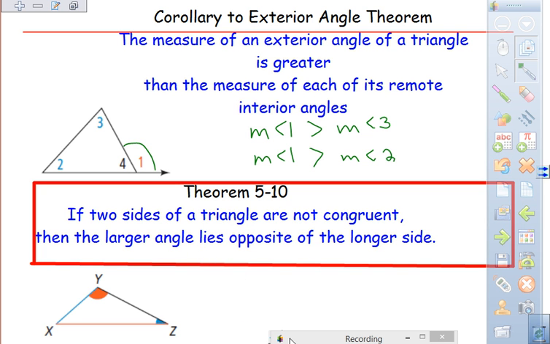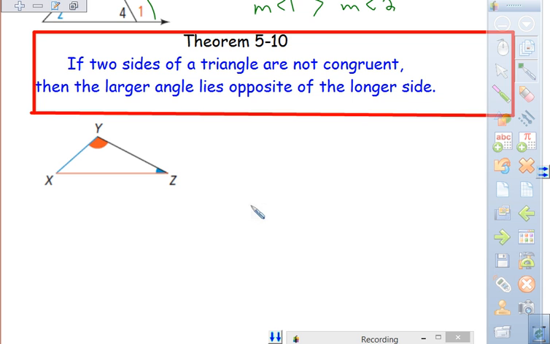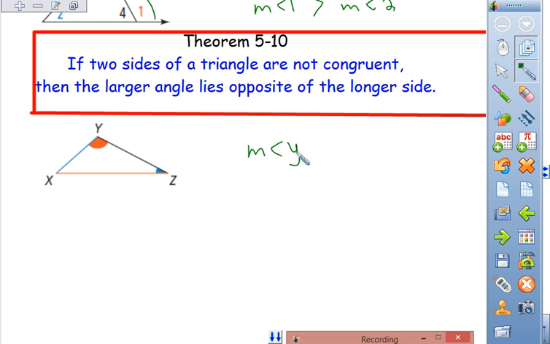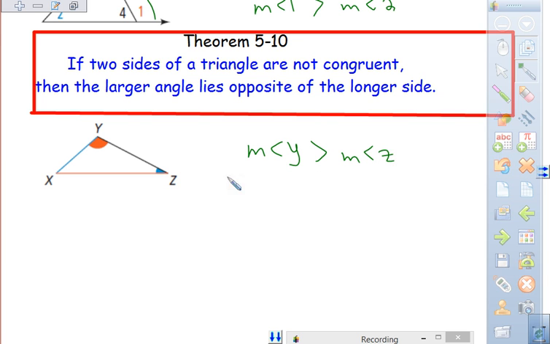Theorem 5-10: If two sides of a triangle are not congruent, then the larger angle lies opposite the longer side. So in this case, the measure of angle y has got to be greater than the measure of angle z. So this side, the red side, is going to be longer than the blue side. So that means that xz, that distance, has got to be greater than xy.